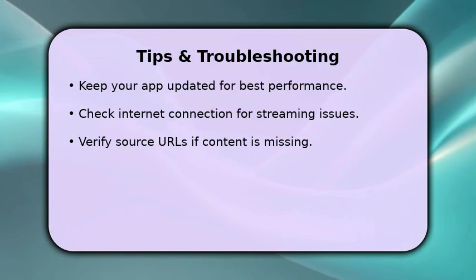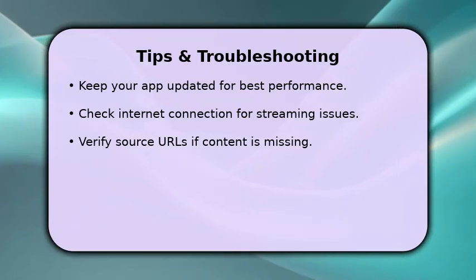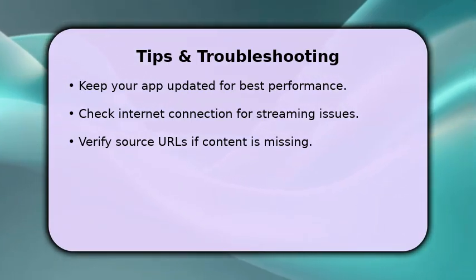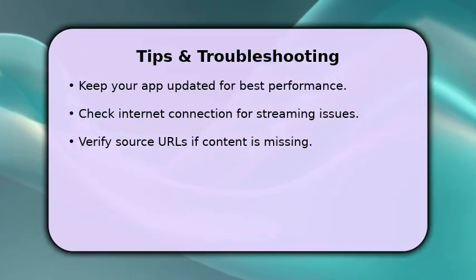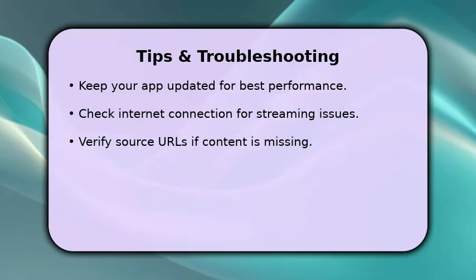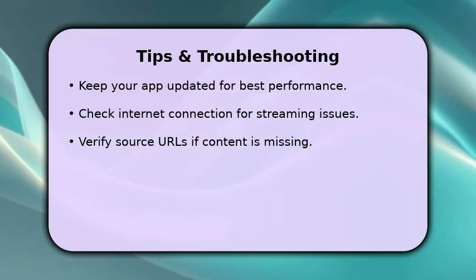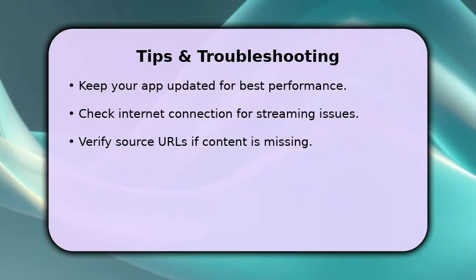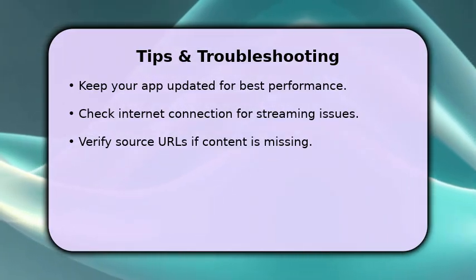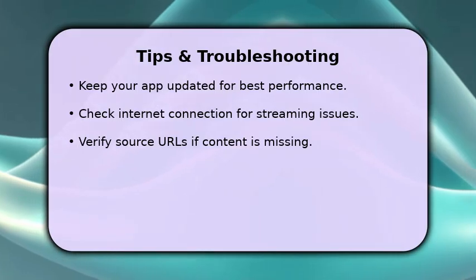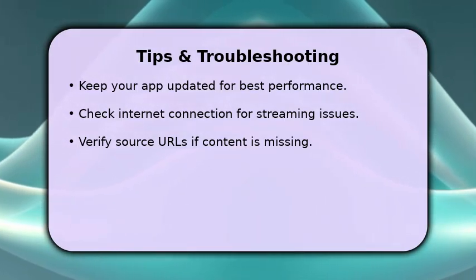To ensure the best experience, always keep your Rokkr app updated to its latest version. If you encounter any streaming issues, first check your internet connection. A stable connection is crucial. If content seems to be missing, verify that your source URLs are still active and correctly entered. For minor glitches, a quick restart of the app often resolves the problem, getting you back to your entertainment quickly.